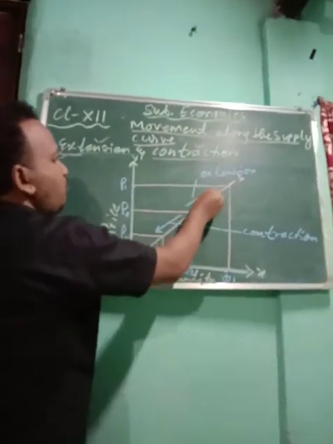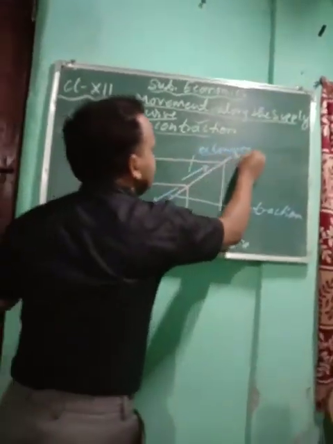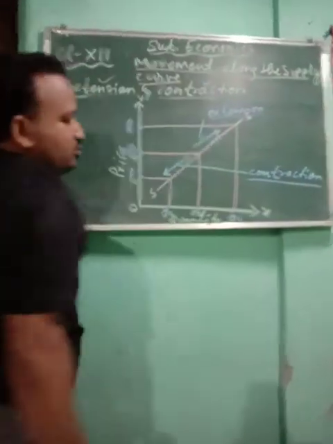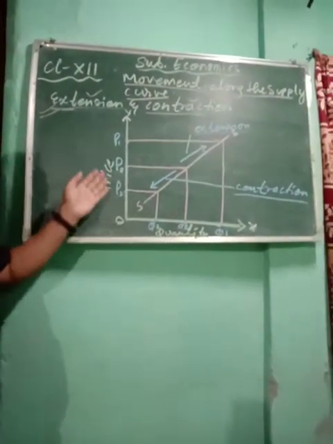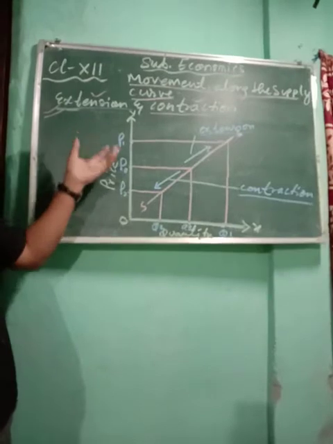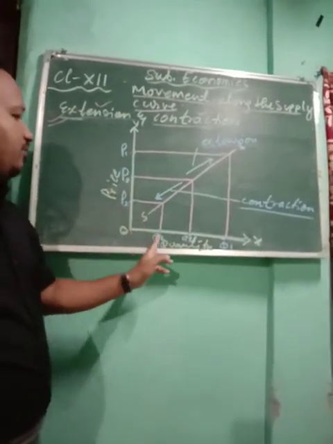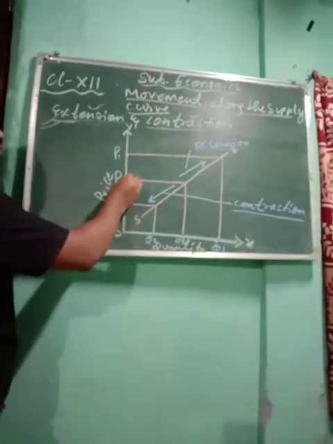Okay, so you see the upward arrow is showing extension of supply and the downward arrow is showing contraction. Everyone look, this is a combined diagram. When you prepare a combined diagram of extension and contraction, you will take 3 prices and 3 quantities.